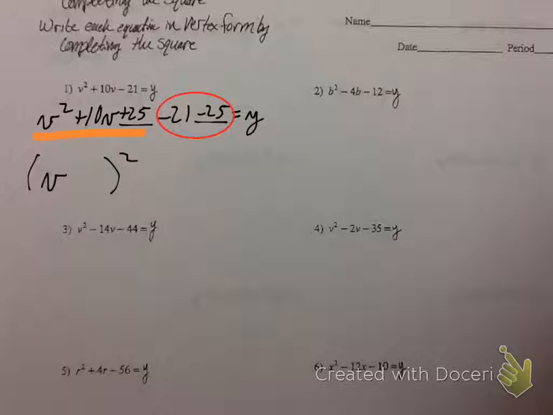What goes in the plus 5? B over 2. So 10 divided by 2 is 5. So plus 5. And then minus 46 equals y, right? Sure. Wait, how'd you get from 6? Oh, you just combined. I combine those two.